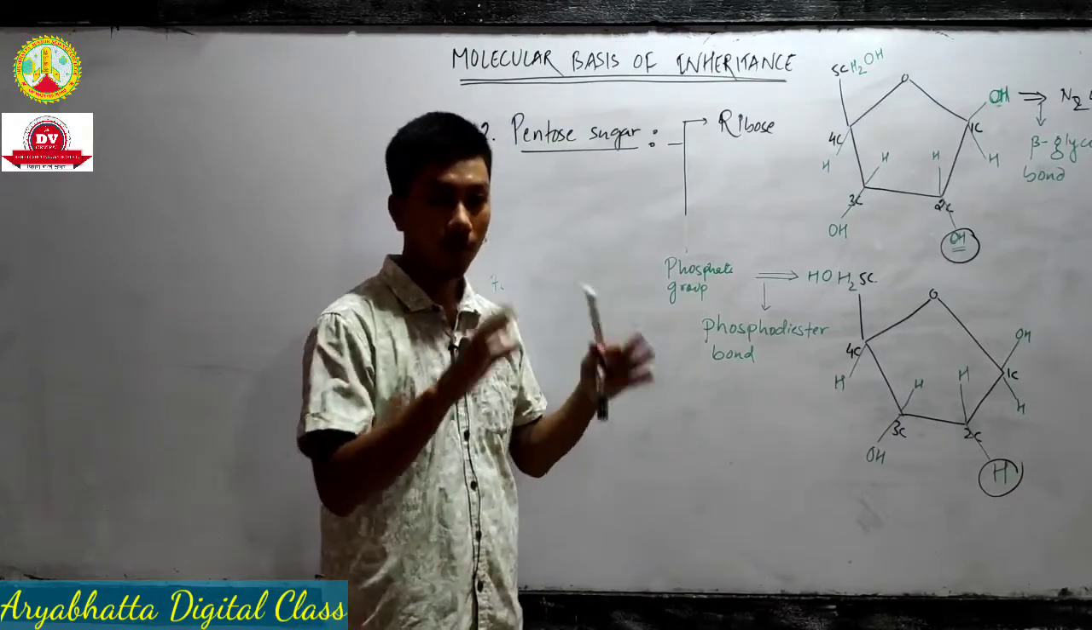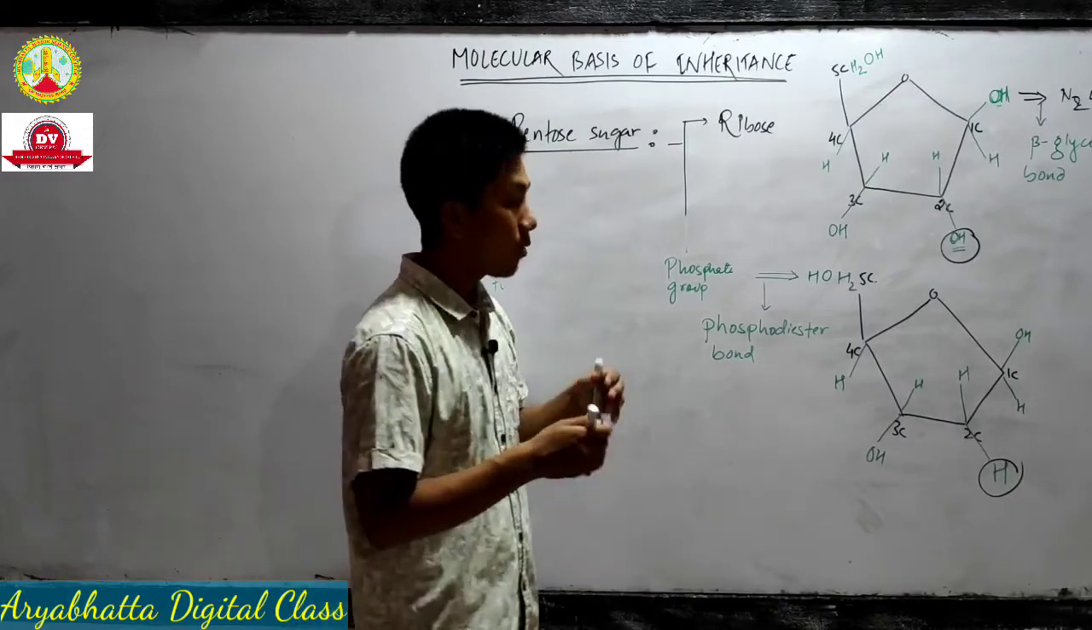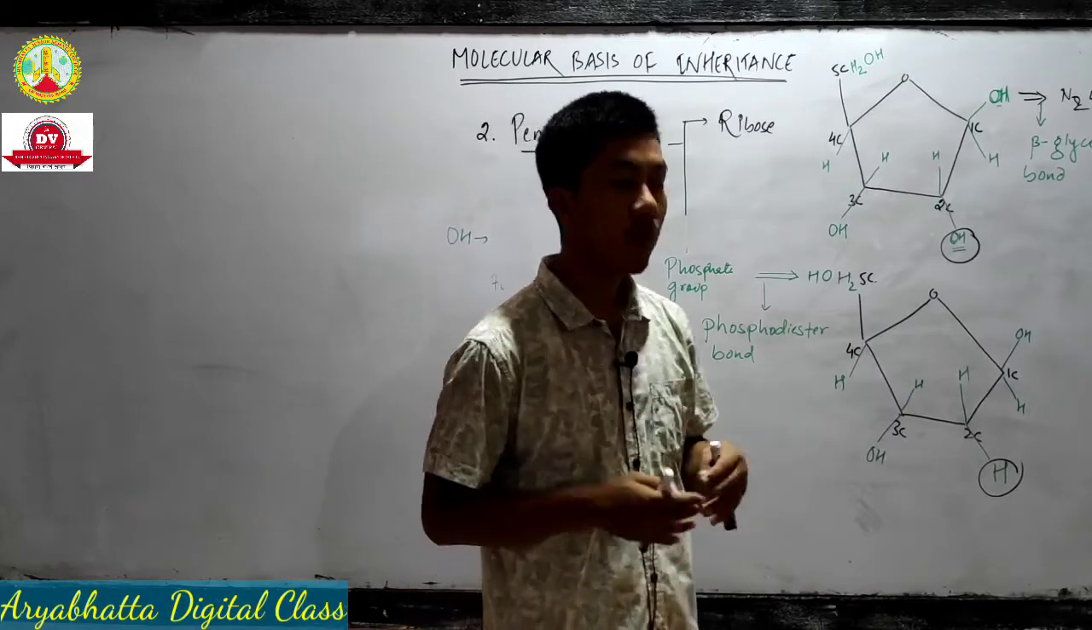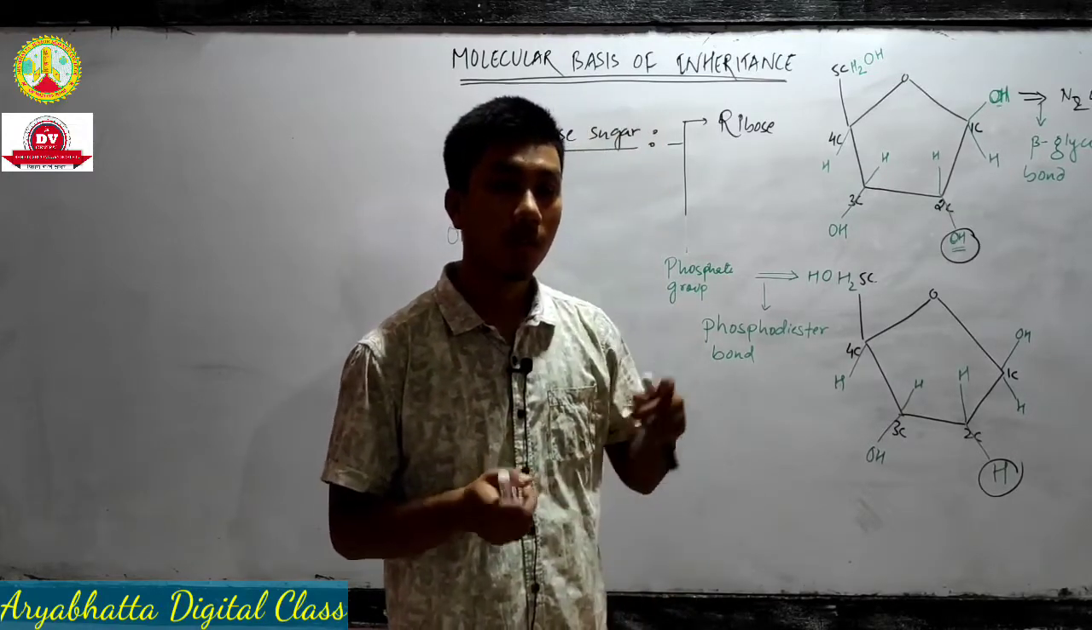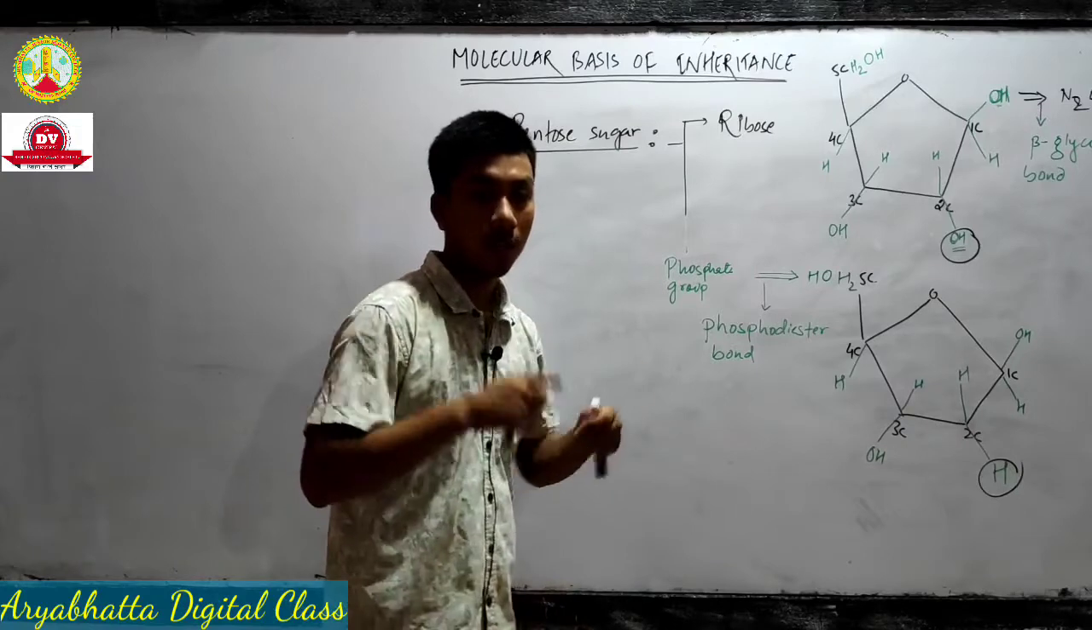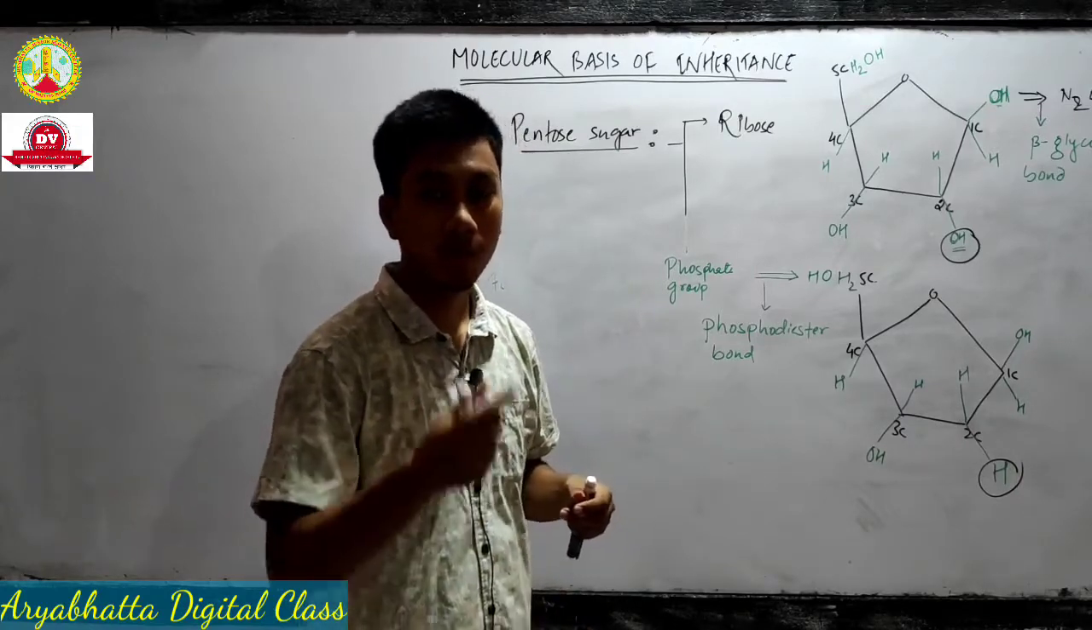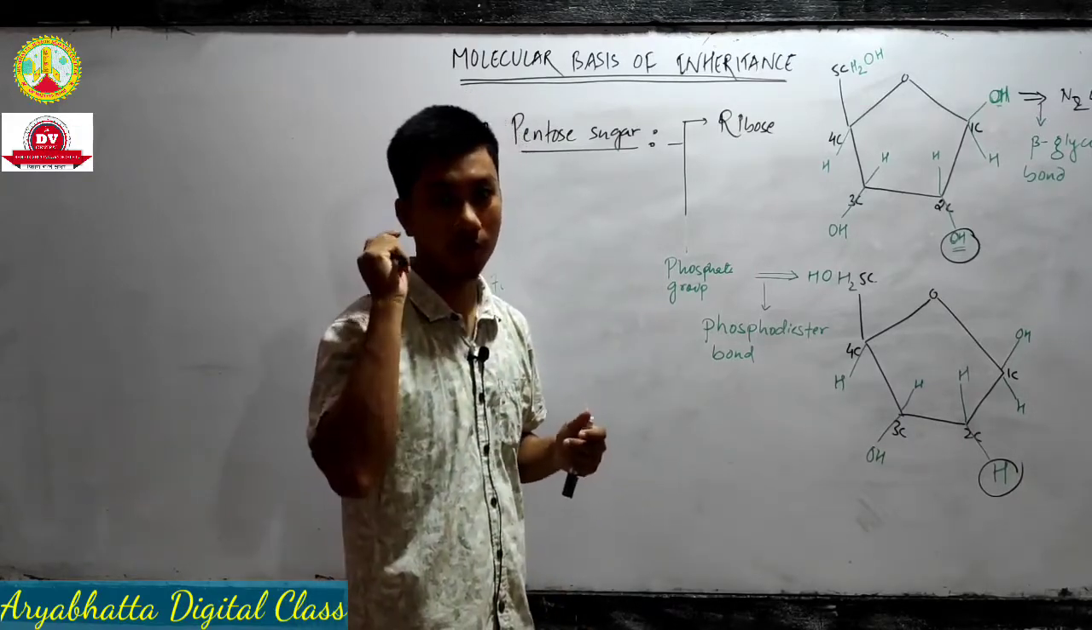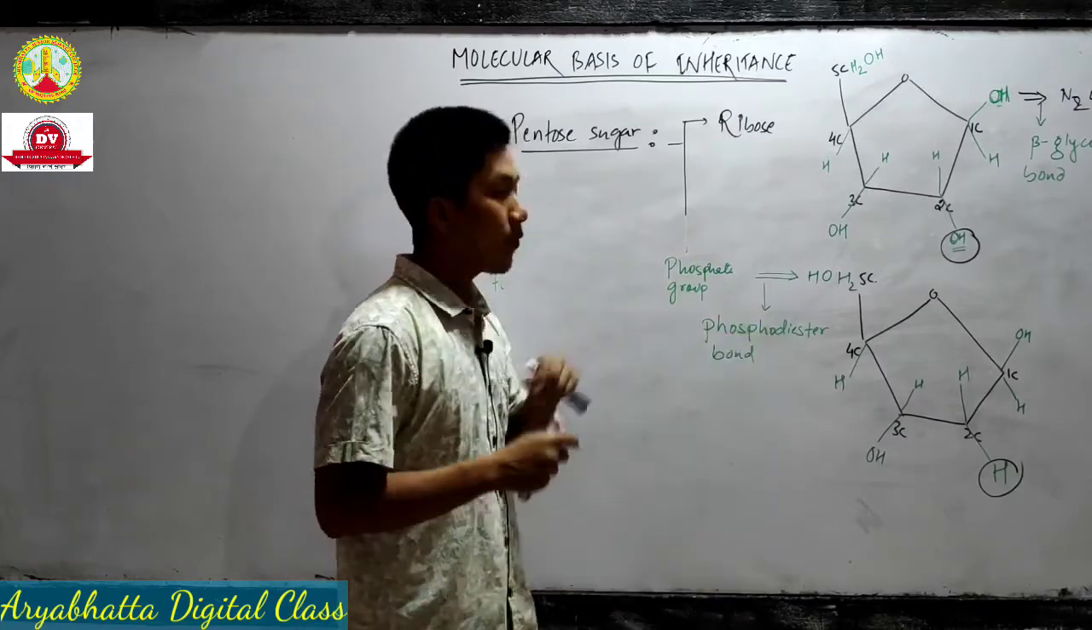हाउ यू विल रिमेंबर? बाय ड्रॉइंग द डायग्राम, ठीक है। सो वेयर द नाइट्रोजन बॉन्ड इज फॉर्म, द नाइट्रोजन बॉन्ड इज फॉर्म बिटवीन द फर्स्ट कार्बन ऑफ पेंटोस शुगर, and if it is purine then the 9th position, if it is pyrimidine then it will be the first position, ठीक है। Where phosphate group is formed?